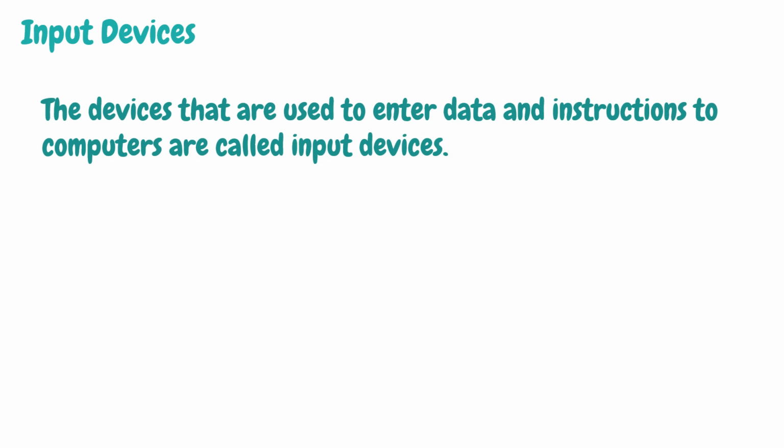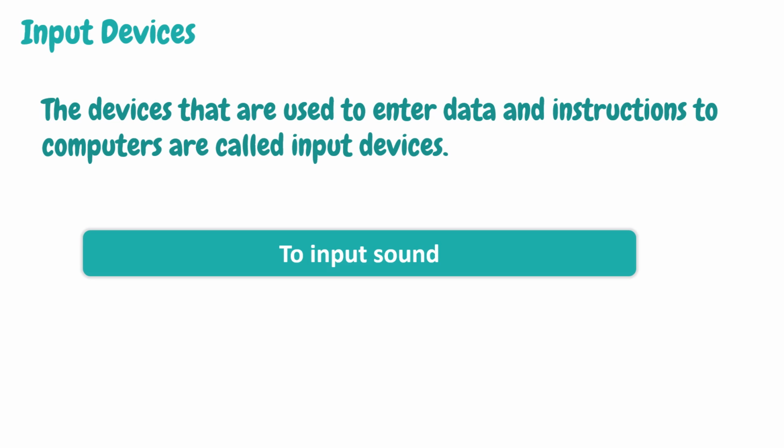First, input devices. Input devices are part of the computer that help us send data and instructions to the computer. They allow us to type, click, draw, or even talk to the computer. Let's try some examples. Which device helps to input our sounds into the computer? Now remember, speakers give sound out from the computer, not in. So they are not an input device. Then what is this? Good, microphone.